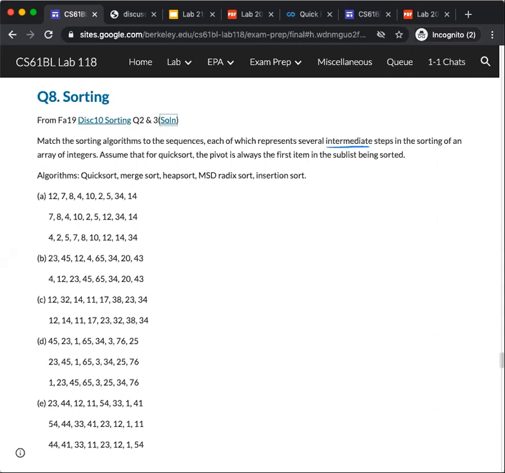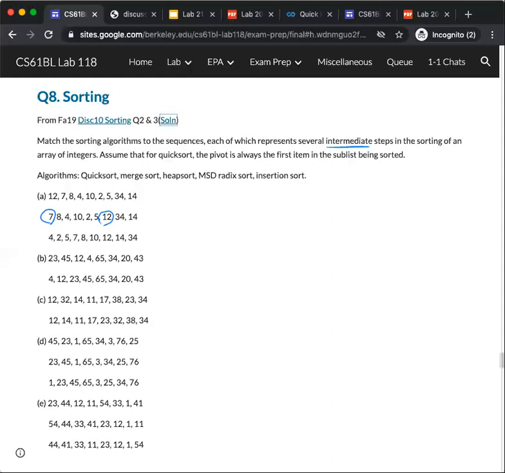So for part A, and just as a note, quicksort is going to have the pivot always be the first item. Let's see what's happening. We have this sequence in the beginning, and now we have 7 in the beginning, and let's see where 12 went. 12 went here. For quicksort, a great key characteristic is to see whether all the elements to the left of one element are less than that element and all the elements to the right are greater than that element. And that's exactly what we have here.